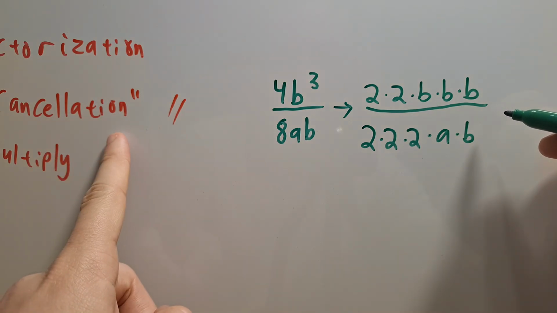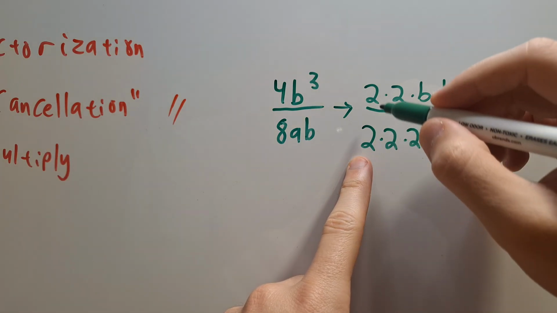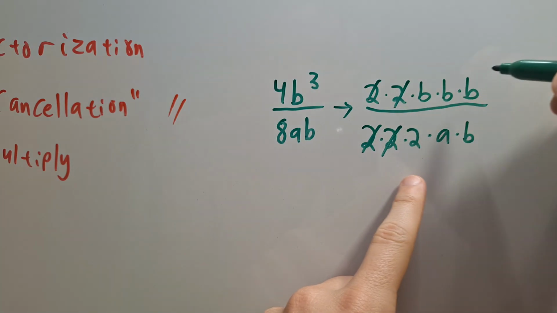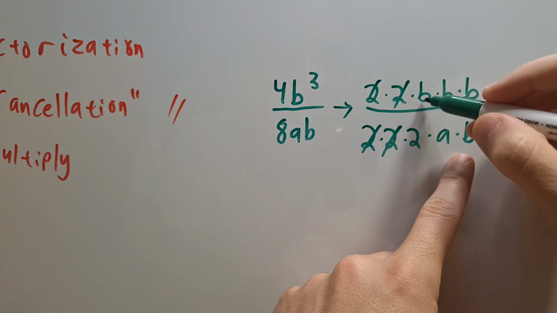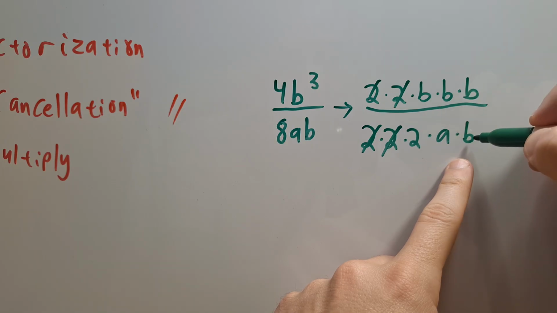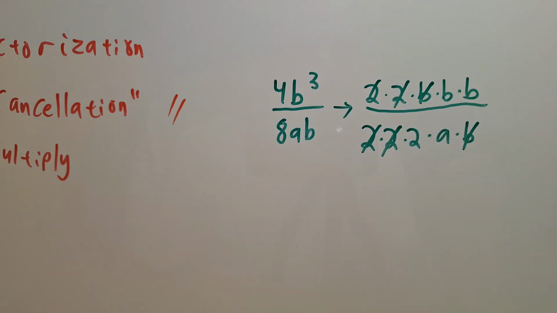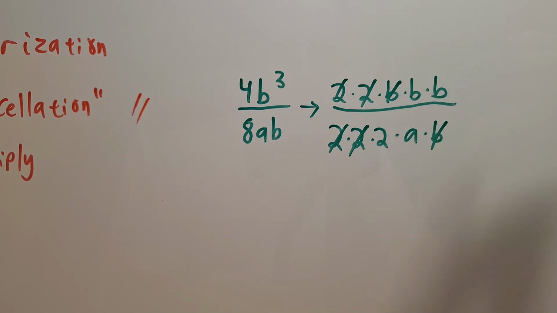Now we're on to the cancellation step. I've got 2 here and 2 there, as well as a 2 there and there. No other 2's. I've got b's up top and 1 down here. And now step 3 is to multiply what's left.